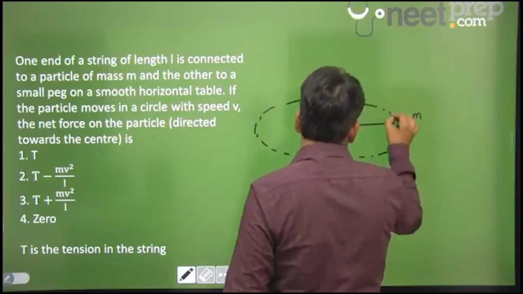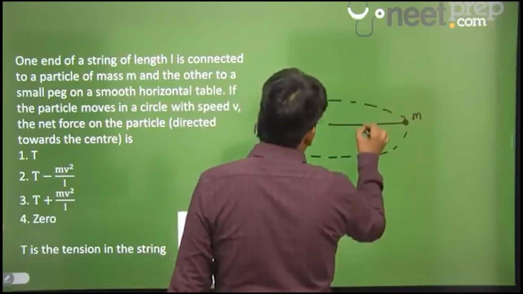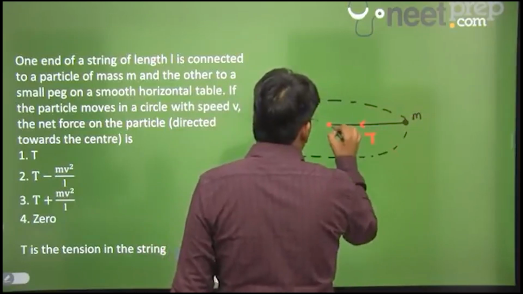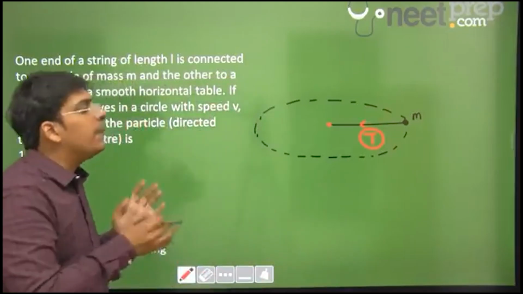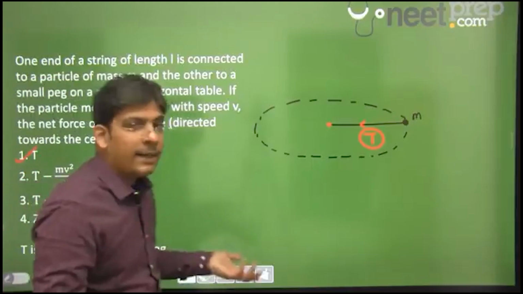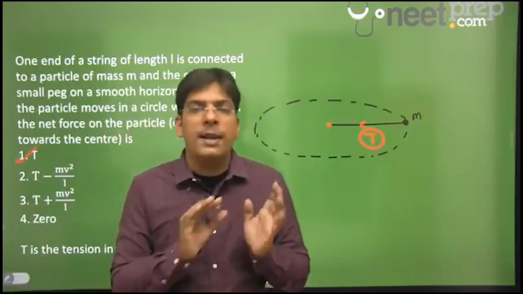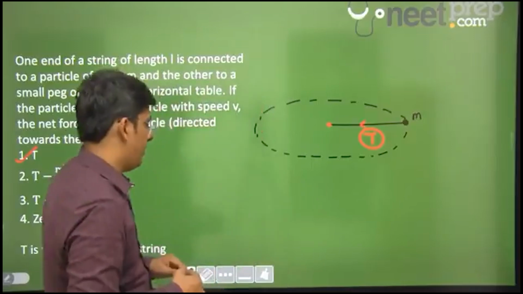Obviously the net force towards the center is only the tension in the string. Either it is the tension in the string or it is the centripetal force. It cannot be both. Tension is providing the net centripetal force. So the only force acting is the tension, and tension is providing the centripetal force, dear students. I hope this is clear to everyone.